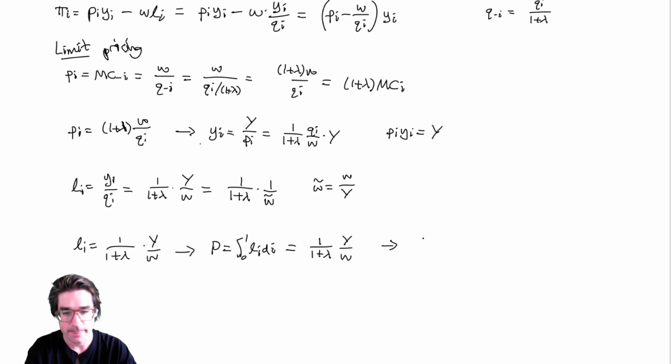What this is saying is that, conditional on a certain Y, the higher the wage is, the less production labor you're going to use. So this is like a demand for labor kind of thing, and we're going to use that later. The other way you can think about this is a labor share statement. If you rearrange it, you get WP over Y is equal to 1 over 1 plus lambda.